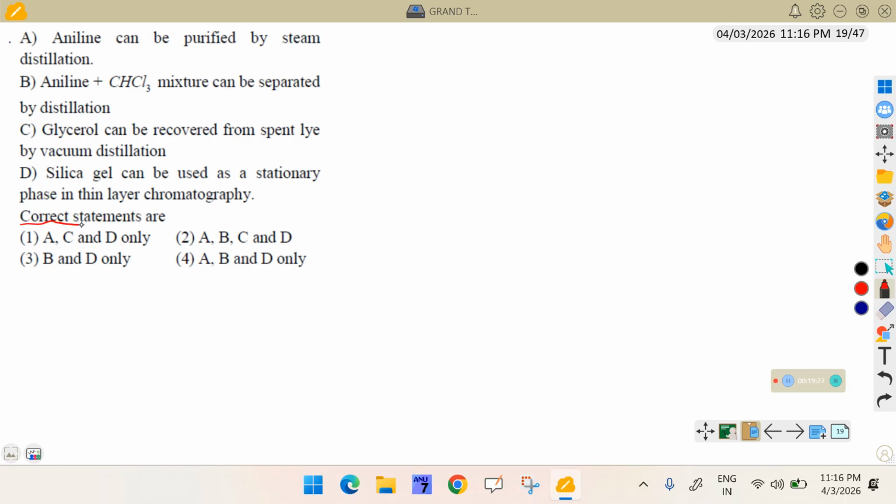Identify the correct statements. Aniline can be purified by steam distillation. Correct. Aniline plus chloroform mixture can be separated by distillation. Correct. Glycerol can be recovered from spent lye by vacuum distillation. Correct. Silica gel can be used as a stationary phase in thin layer chromatography. This is also correct. So, second option.